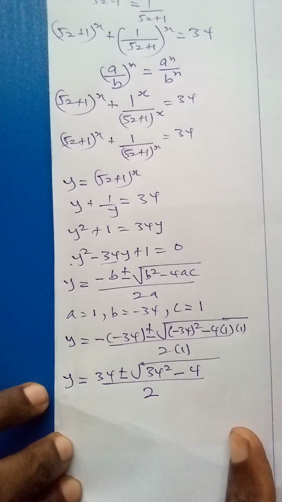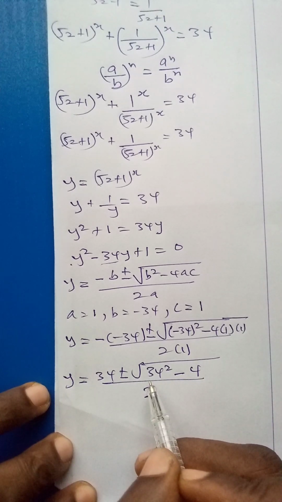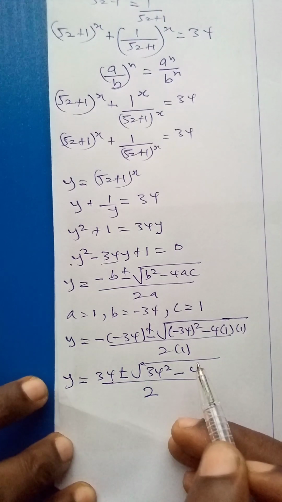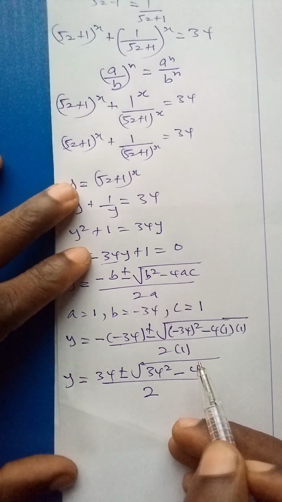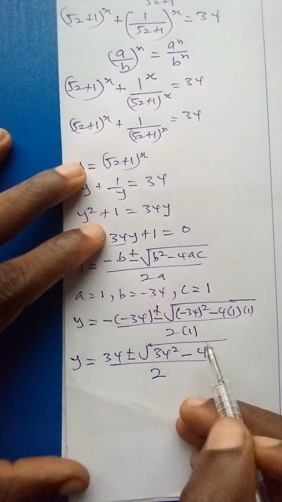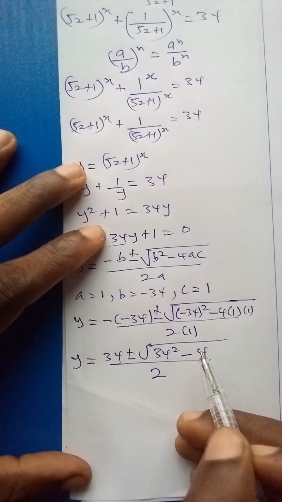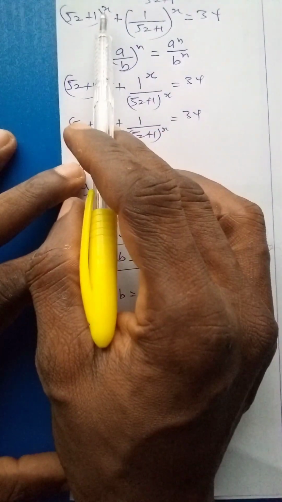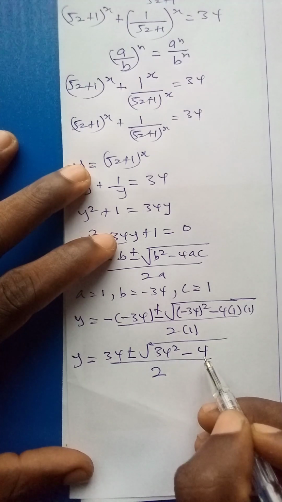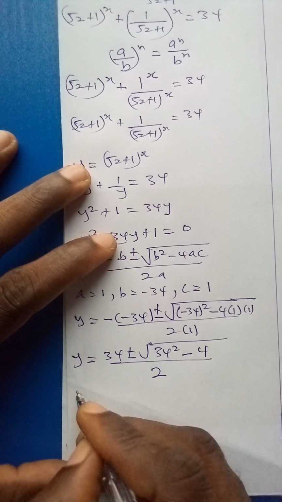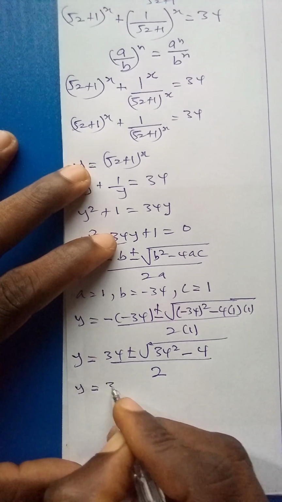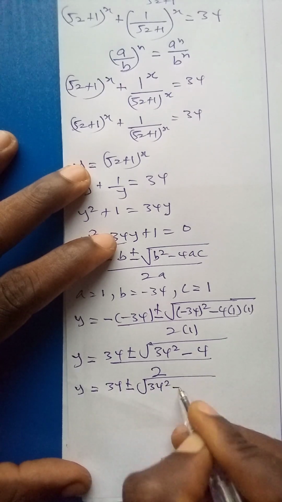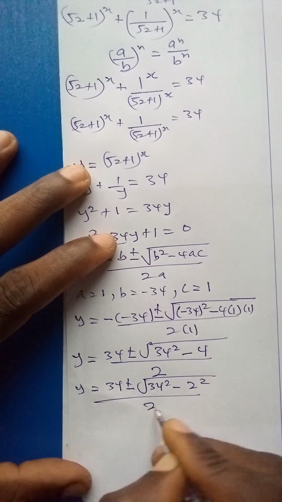I can use my calculator to punch this in and then find the value of y. But what about a case where we are not required to use calculators, as many exams will do? How are we going to find the value of y and then the value of x? First, I'm going to rewrite 4 as 2². So I have y equals 34 plus or minus the square root of 34² − 2², all over 2.